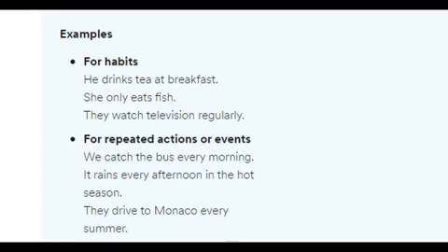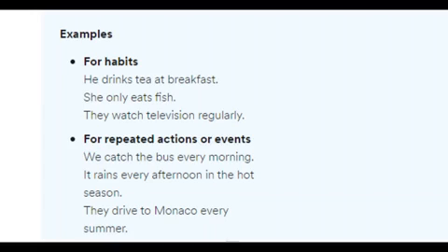Now we can go through some examples of simple present tense. For habits: he drinks tea at breakfast. She only eats fish. They watch television regularly. These are the simple present tense examples which express habits.